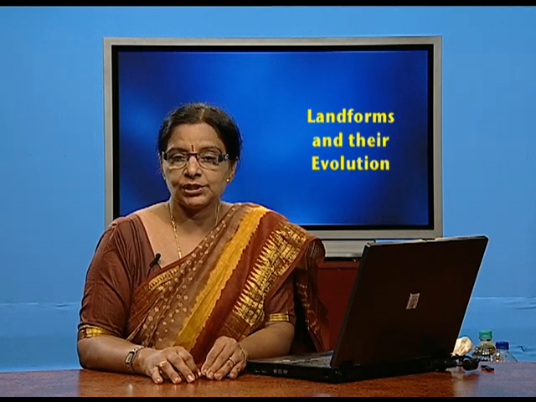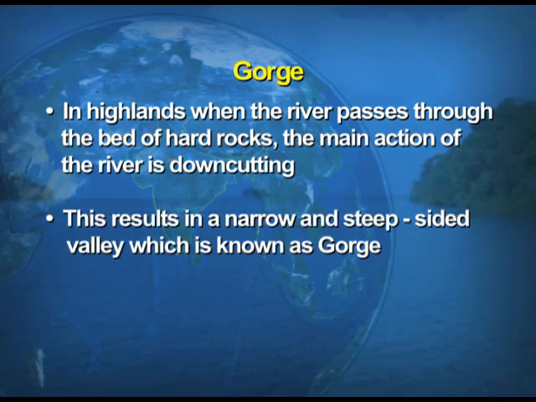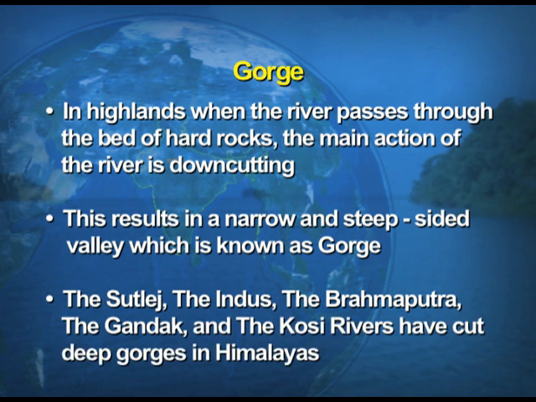Now, what is a gorge? In highlands, when the river passes through a bed of hard rocks, the main action of the river is down cutting. This results in a narrow and steep-sided valley, which is known as a gorge. Various rivers also have deep cut gorges, for example, the Satluj, the Indus, the Brahmaputra, and the Gandak. Even the Kosi river has various gorges formed in its path.